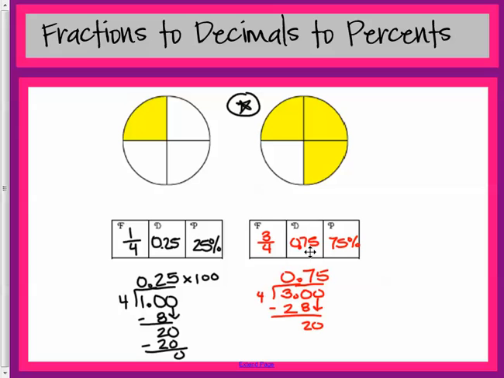Do I need to type that in my calculator? No, because I know that multiplying by 100 moves the decimal point 2 places, because if I had 0.75 times 10, it would be 7.5, and times 10 again would be 75, right? So 75 hundredths times 100 is 75.